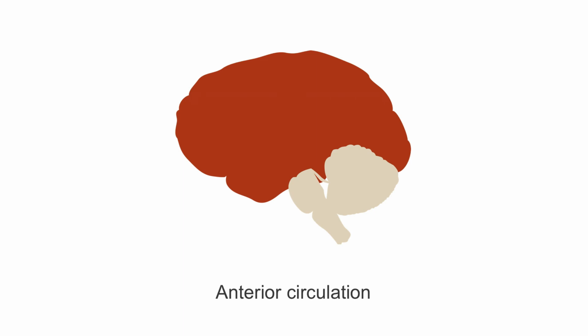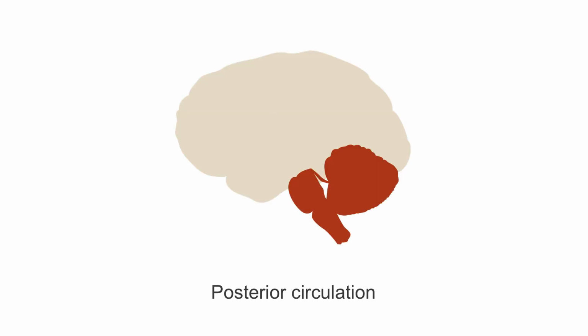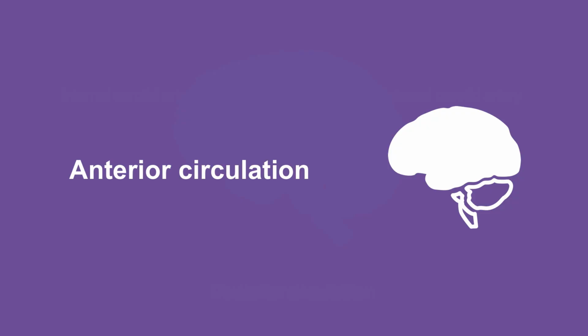We typically define intracranial circulation as being anterior and posterior. Anterior circulation supplies the hemispheres and subcortical tissues as well as the basal ganglia. On the other hand, the posterior circulation supplies the brainstem and cerebellum. Let's take a closer look at the anterior circulation.